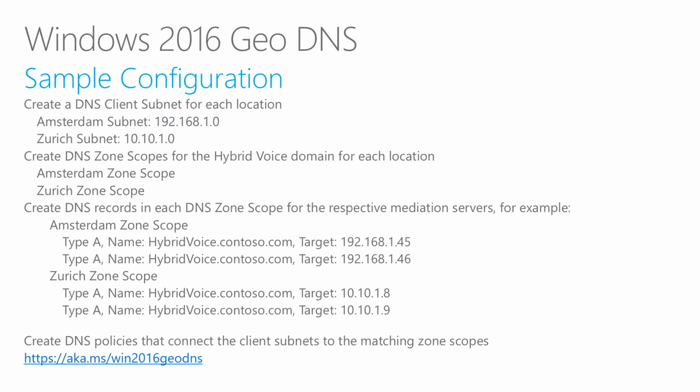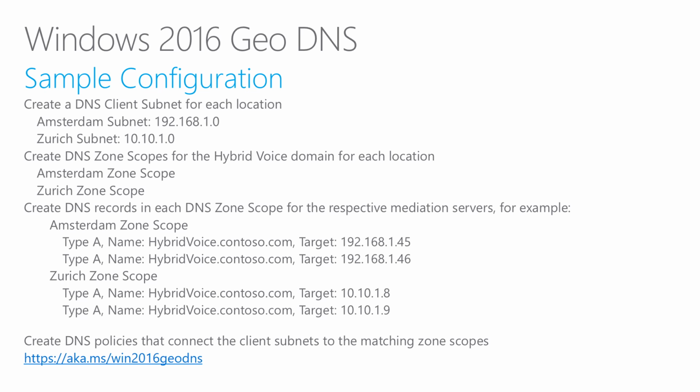Let's go through a sample configuration. First, you need to create DNS client subnets for each location. In our case, we have 2 locations, Amsterdam and Zurich, so we would create the 2 subnets related to their network locations. And then we would create DNS zone scopes for the hybrid voice domain for each location, one in Amsterdam and one in Zurich.